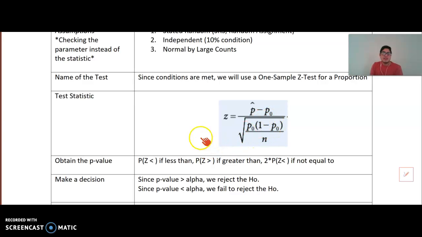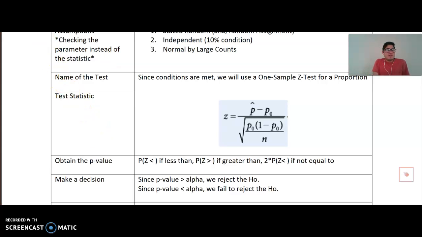So notice here, we are checking the parameter instead of the statistic, because in confidence intervals, we didn't know the truth. We were trying to guesstimate the truth. With hypothesis testing, we're assuming this is the truth based on the context given to us. So because we assume this is the parameter, this is information about the population, we're now checking our conditions with the parameter. We are checking the test statistic with the parameter.